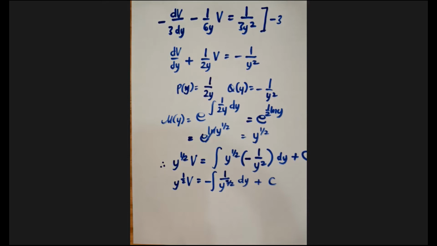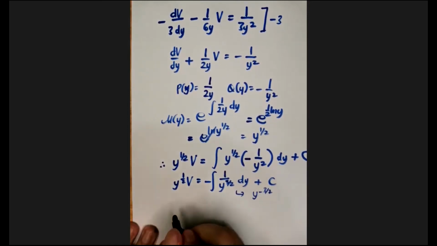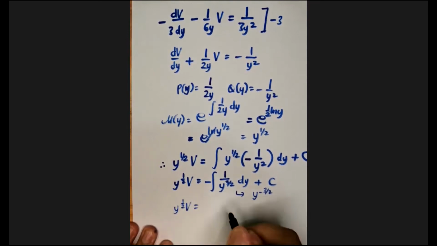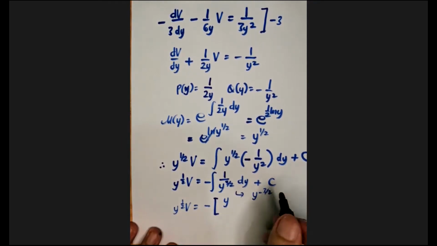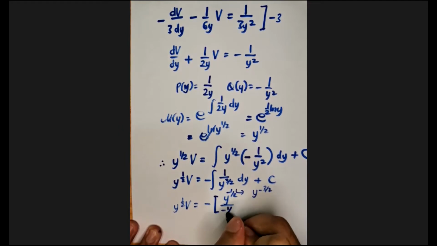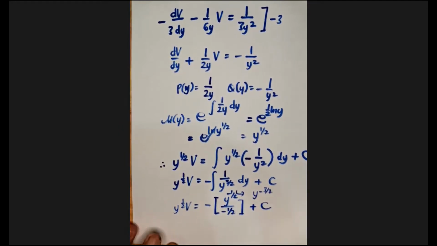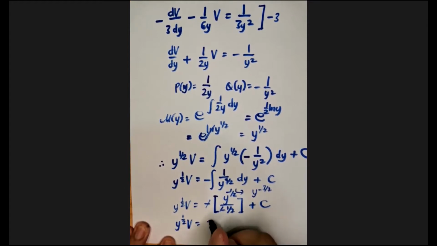Okay, so how do we integrate this? We just integrate it by raising the power. Raised to 3 over 2. So y raised to 1/2 v is equal to negative the quantity y raised to plus 1, so that's 2 over 2, so that's still 1/2. Negative 1/2 over negative 1/2 plus c. Or we cancel this. So y raised to 1/2 v is equal to 2 over y raised to 1/2 plus c.